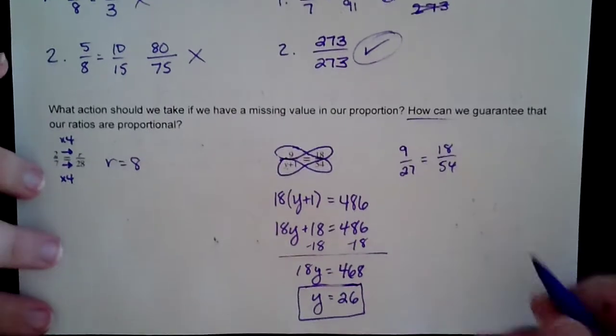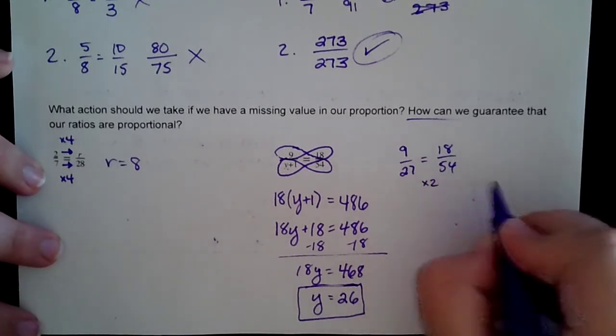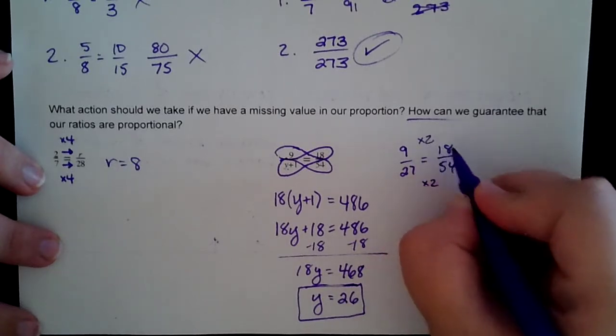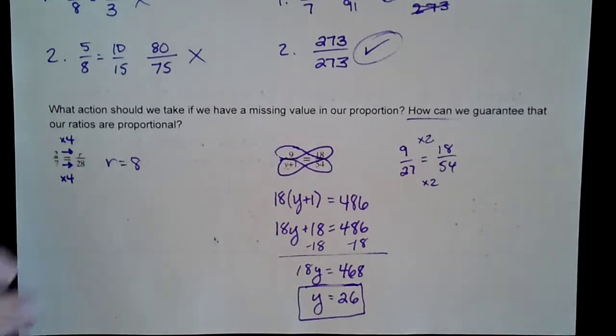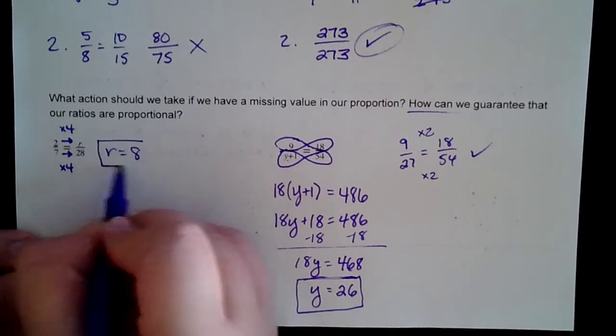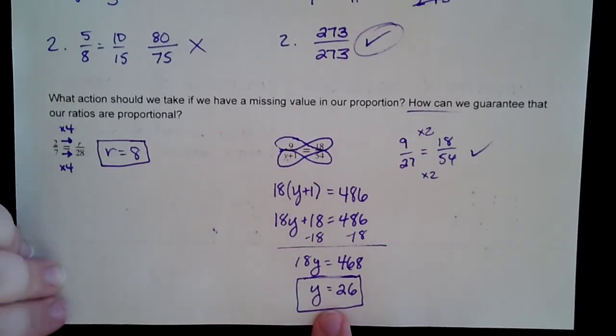Well, we can check our answer and see. Notice in this case, 27 times 2 is 54. Therefore, 9 times 2 should be 18. Our problem checks out. We did our check, so we know that's the right answer. Again, if you can use this method, great. However, this one is also going to come in handy very often.